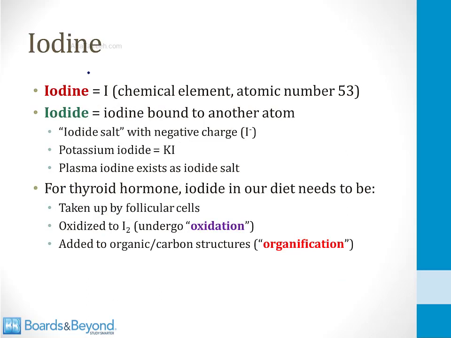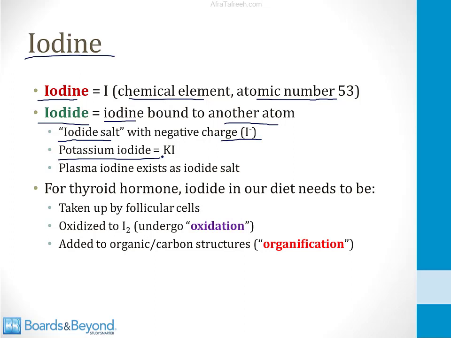Also, to understand how thyroid hormone is synthesized, you need to understand some more details about the chemical element iodine. So when we use the word iodine, we are referring to the atomic structure of the chemical element iodine, which has atomic number 53. When we use the word iodide, we mean an iodine atom bound to some other atom. Often it's called an iodide salt because it's bound to a positively charged atom, and that gives the iodine a negative charge. So for example, you can find lots of iodine as potassium iodide. This means iodine is bound to the positively charged potassium molecule, and this gives the iodine a negative charge. And plasma iodine in our body exists as numerous different iodide salts.